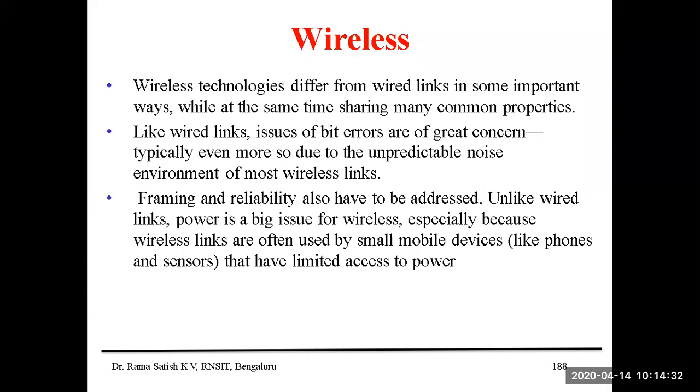Unlike wired links, power is the big issue of wireless. What is the meaning of power? The signals, whatever you send, will not have much strength. So you should use high powered signals, but if you use high powered signals, the environmental difficulties we face, the small birds, small animals, in fact small kids will get affected. So it is a very sensitive issue. Power is a big issue with respect to wireless, especially because wireless links are often used by small mobile devices like phones and sensors that have limited access to power.